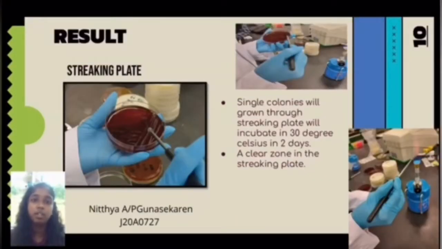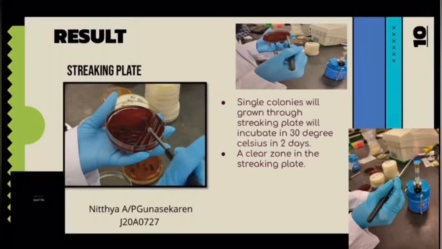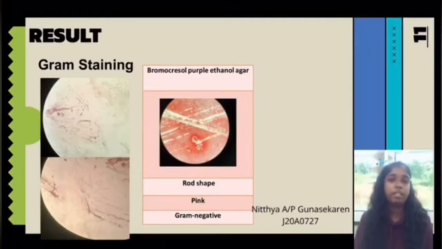Result part. The single colonies were grown through a streaking plate, incubated at 30 degrees Celsius for 2 days, and underwent gram staining to identify whether they were acetic acid producing bacteria. There will be a clear zone in the streaking plate. Result part, gram staining. Bacterial cells were gram stained. Morphology of cells was examined under a light microscope.